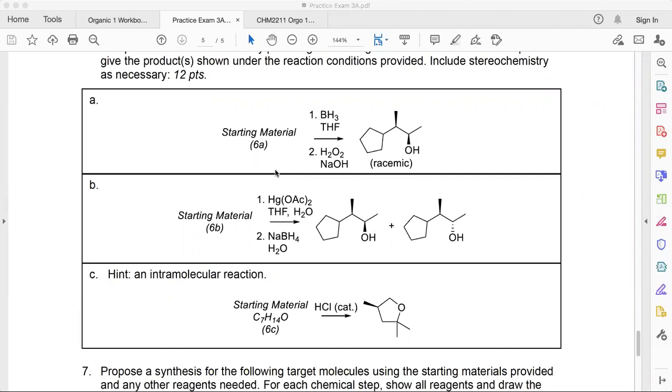Remember, this is all about attacking at the less sterically hindered position. Oops, sorry, there's a methyl group here. So I'm sorry, now that changes the whole thing. Yes, this is tertiary over here, and this is more sterically hindered, and this is the secondary position, and it's less sterically hindered, okay?